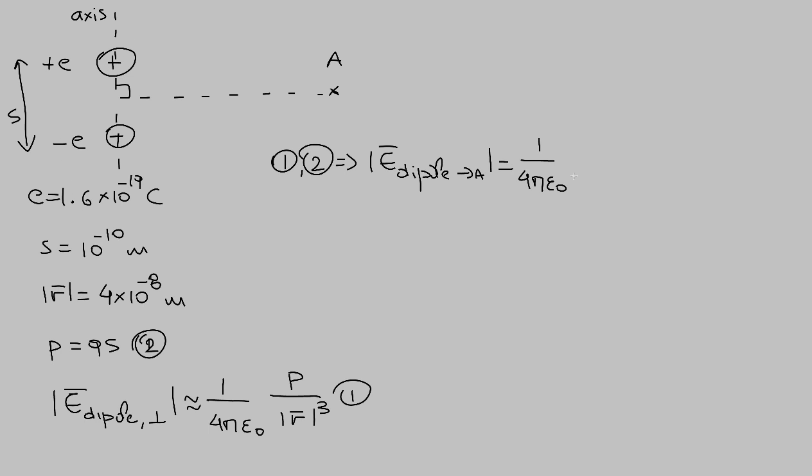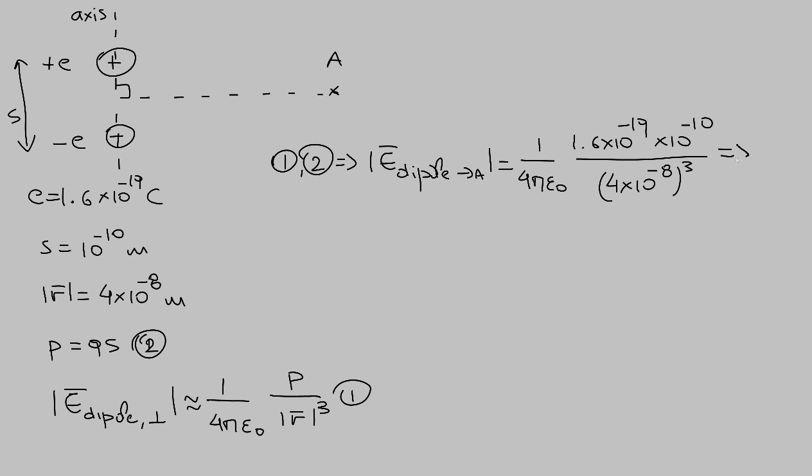and the charge is in this case 1.6 times 10 to minus 19. The separation between the two charges is s, and that is 10 to minus 10. And we need to divide this with the distance cubed, and in this case the distance from the center of the dipole to A is equal to 4 times 10 to minus 8 meters, and this should be cubed.